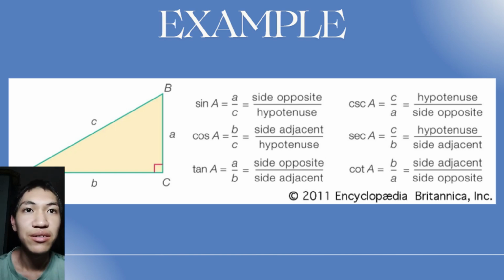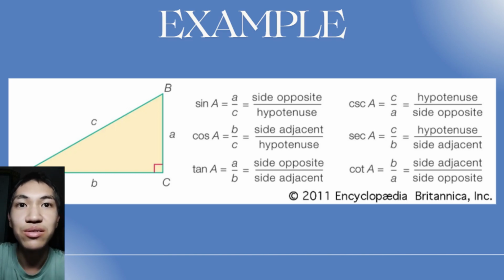and you can get sine A by dividing A and C, or the opposite and hypotenuse side. You can get cos A by dividing the adjacent and the hypotenuse side. You can get tan A by dividing opposite and the adjacent side, and so on and so on.